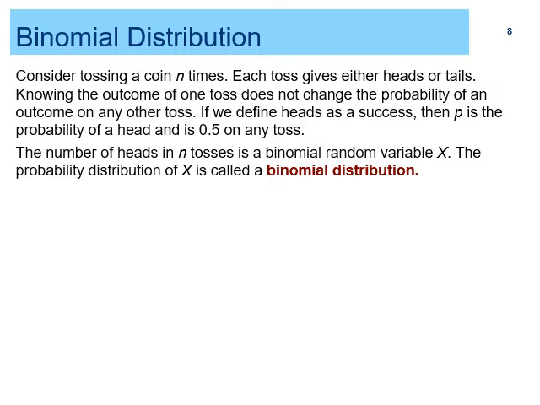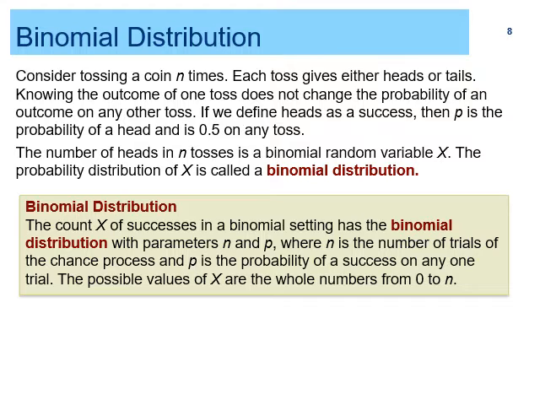So, binomial distribution. Consider tossing a coin n times. Each toss gives either heads or tails, and knowing the outcome of one toss does not change the probability of an outcome on any other toss. If we define heads as a success, then p is the probability of a head and is 0.5 on any toss. The number of heads in n tosses is a binomial random variable X. The probability distribution of X is called the binomial distribution.